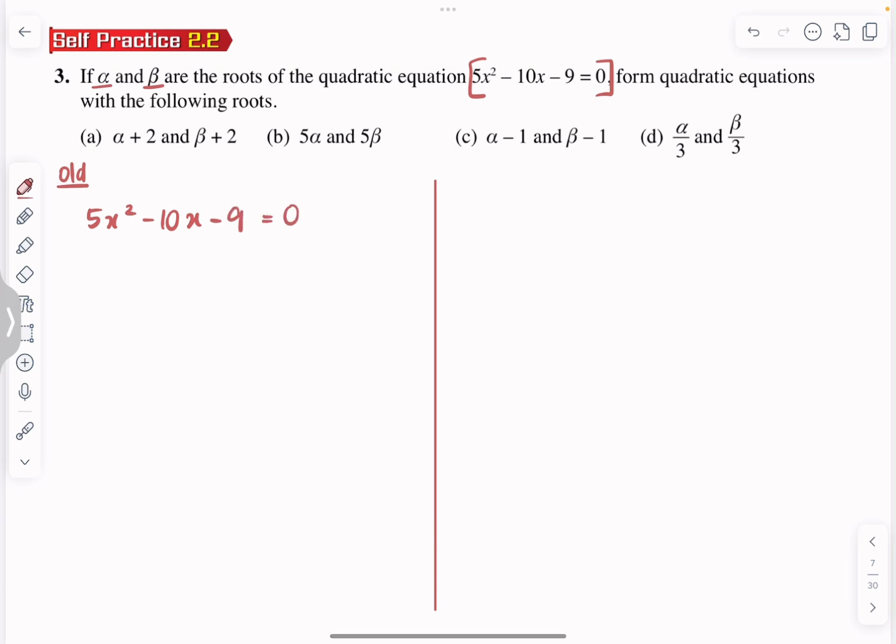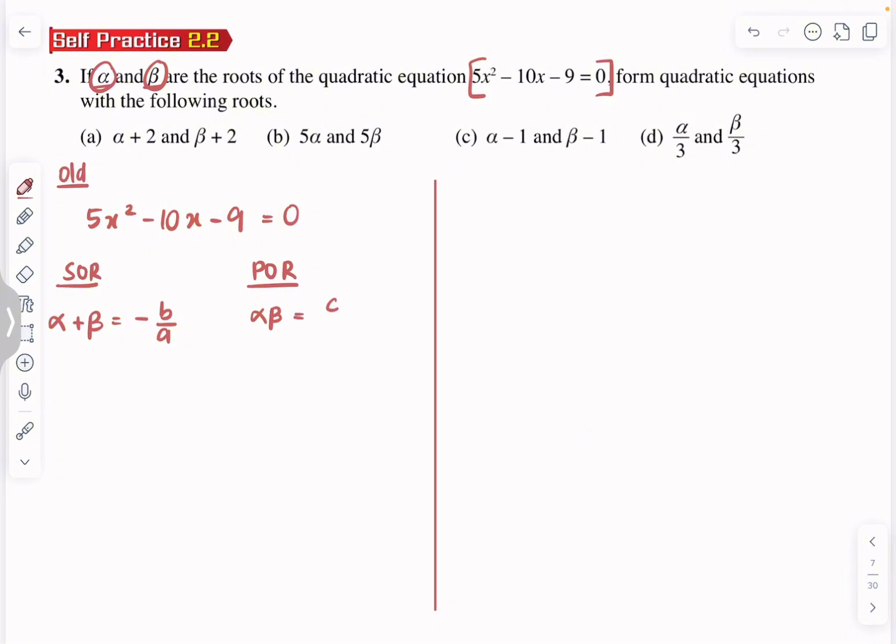So from here we can find sum of roots and product of roots. This will be the old sum of roots, old product of roots. So they already gave us the roots are alpha and beta. So sum of roots will be alpha plus beta. And product of roots will be alpha times beta. So the formula for sum of roots is negative b over a. This one you can memorize.